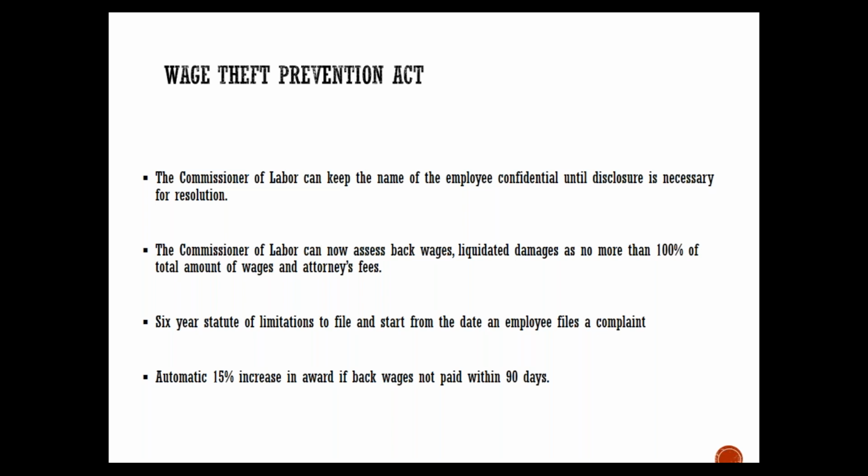There was a 6-year statute of limitations to file from the start date of the employee's complaint. So this is a lot different than the 3 years that it used to be. It's up to 6. And there was an automatic 15% increase in the award if the back wages were not paid within 90 days. So it's really, really important that if a complaint is brought against you, as hard as it is, they don't have to give you the name until you're ready to resolve the issue, but it's really important that you can resolve something as quickly as possible with back wages, liquidated damages, and pay those within 90 days. And they can go back 6 years.